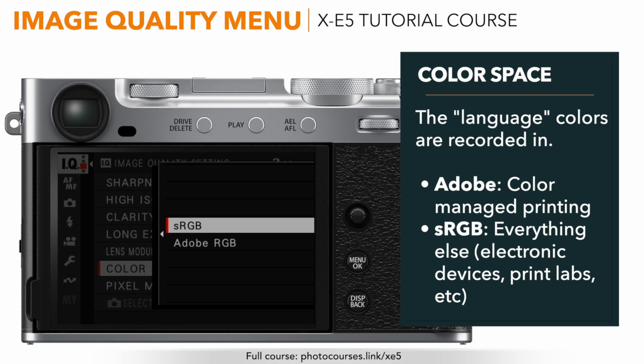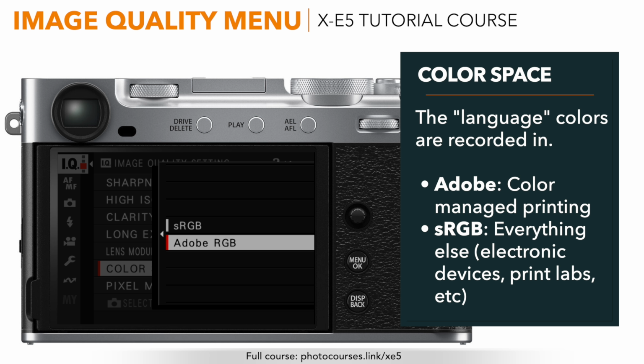In the color space menu, you have 2 options, and you may have heard that Adobe RGB is a much larger color space, allowing you to record more colors. And while that is somewhat true, you also have to take into consideration where your photos are destined, what they're going to be viewed on. If your photos are going to be viewed on any kind of digital device, a smartphone, tablet, computer screen, even if you send it to a commercial print lab, all of that is going to be using the sRGB color space. So think of it as a language.